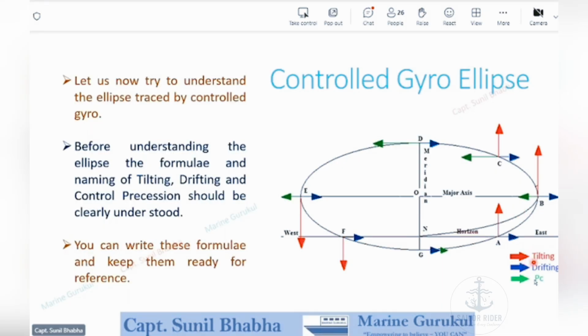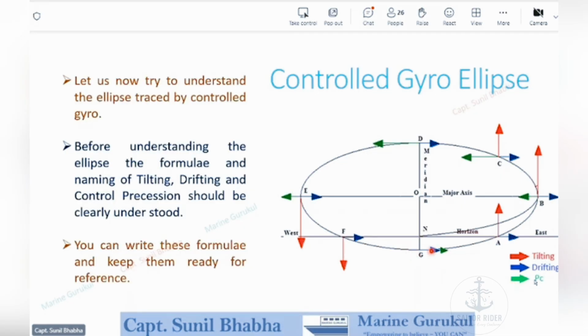The first arrow, which is the red one, represents the tilting motion. Tilting motion is caused because the spin axis follows the gyro star, and as the gyro star changes its altitude, the tilt of the spin axis also changes. The blue color arrow represents the drifting motion. As the gyro star changes its azimuth, the spin axis follows the gyro star and changes its drift, which is shown by the blue color arrow. And the third arrow, the green color arrow, represents the control precession. Control precession has been generated by applying the top heavy or bottom heavy arrangement, and it has been introduced by us to control the free gyro.